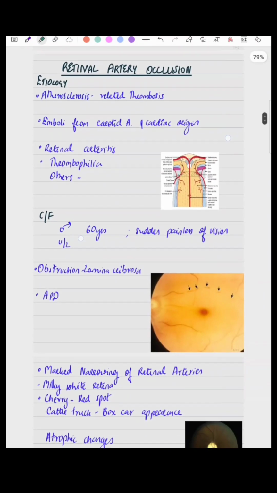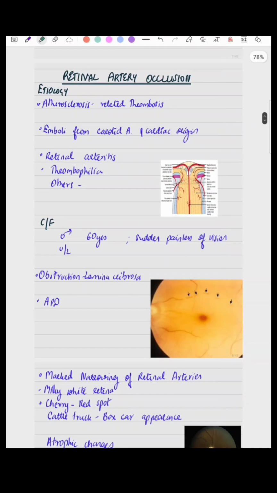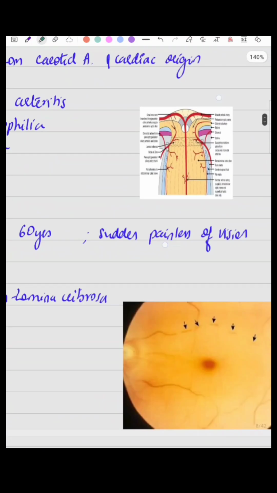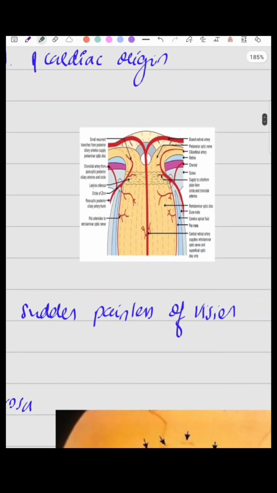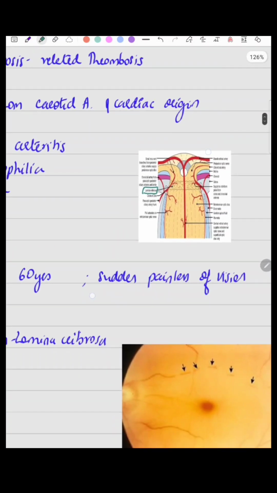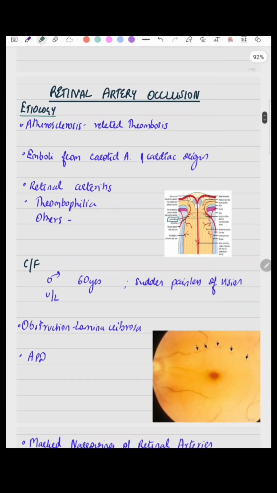Next, coming to retinal artery occlusions. Regarding the etiology, most commonly it is atherosclerosis related to thrombosis. It is mainly at the level of the lamina cribrosa. See, it is here, this is the lamina cribrosa. Atherosclerosis due to thrombosis is the most common cause.